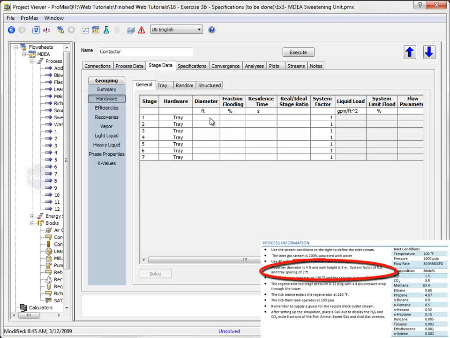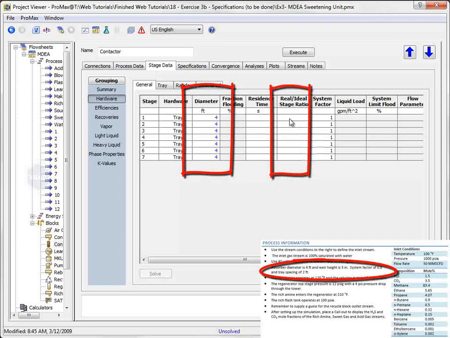I'll set the diameter at 4 feet and copy this to the bottom. Then, I'll set the real to ideal stage ratio at 3, and I'll also set the system factor at 0.8 for this column.